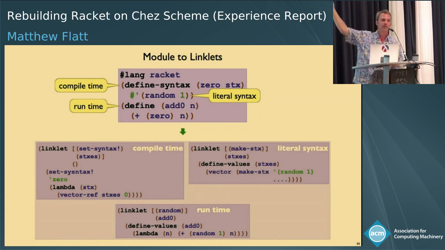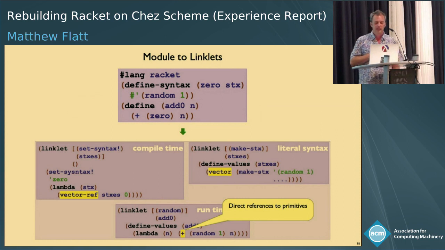And this little module generates 3 linklets at least. These linklets correspond to the different phases, and inside the linklets, they can just directly refer to primitives. So a lot of the game to porting Racket to a new implementation is to get all of those primitives set up. 1,400-ish of those primitives.